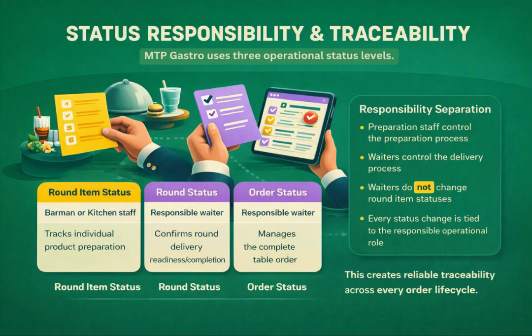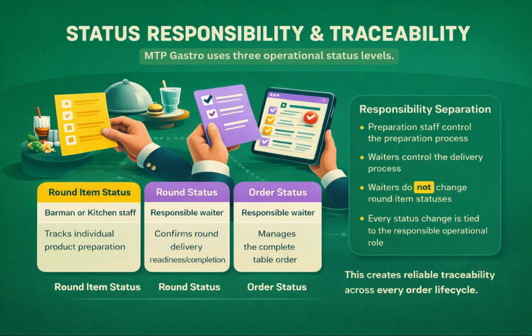However, the round is not completed automatically. Once all round items have reached their required status, the round becomes ready for completion. The round is completed only when the responsible waiter confirms that the round has been delivered or is being delivered to the guest. Only the waiter assigned to the table from which the round originated is allowed to perform this action. The system records this event as part of the operational life cycle.